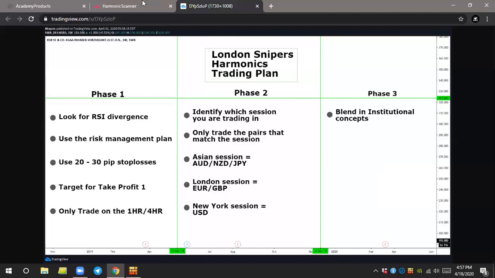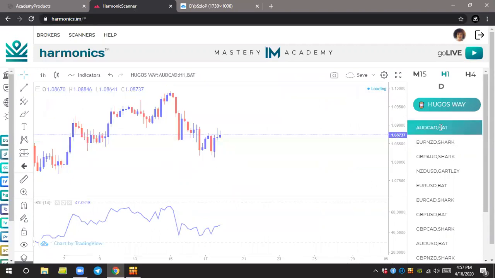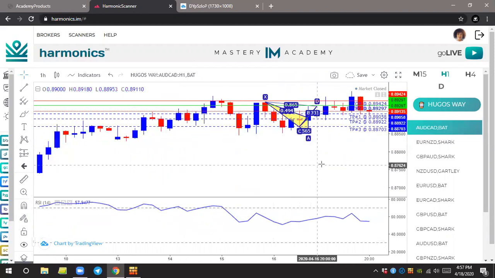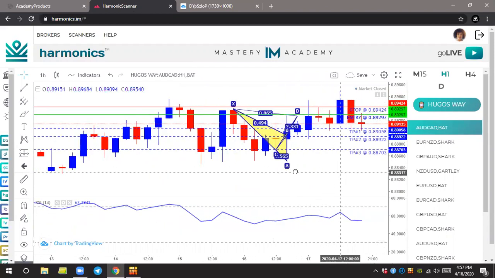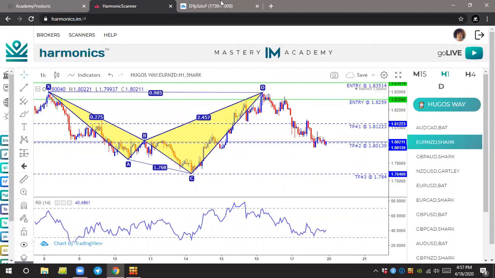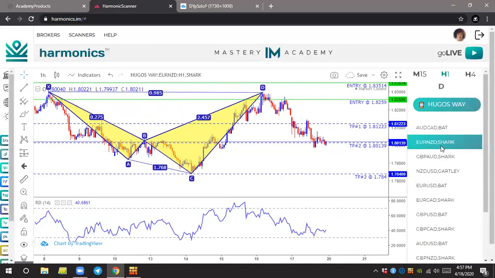Okay, so when you go into your harmonic scanner, and let's say you clicked on H1 here, and for example you have AUD CAD. AUD CAD is a pair that you would trade throughout Asian session. Euro NZD would be a pair that you trade throughout London session. So you would have been looking to make a kill between 2 to 4 a.m. London session for Euro NZD.